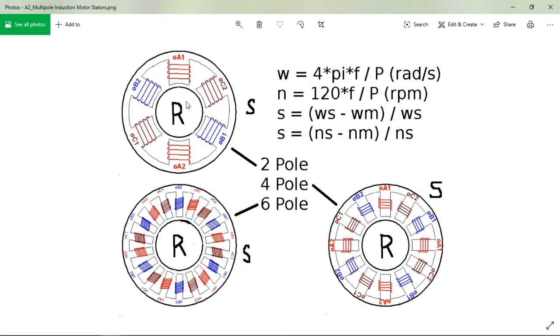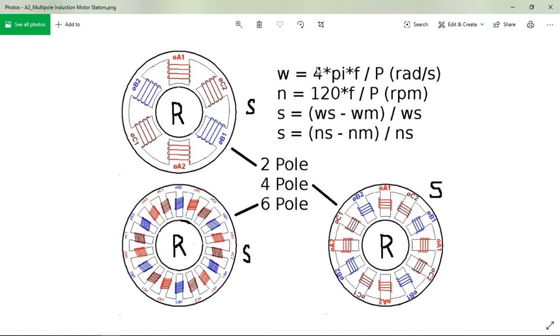And so the speed of the rotor is not going to be exactly the same speed. It's going to be slower, maybe 2% or whatever, slower than the synchronous speed of the magnetic field. Now the synchronous speed of the magnetic field can be found through W, in radians per second, which is 4 pi times the frequency of the AC voltage that's coming in. Here in America, we're talking about 60 hertz. So 4 pi times 60 hertz divided by the number of poles.